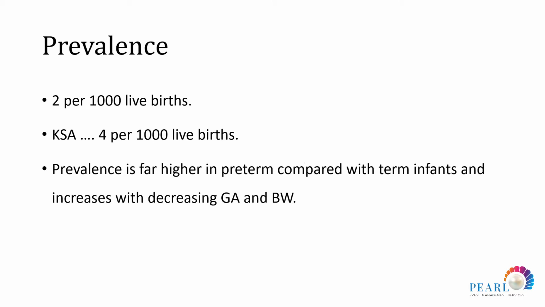If you look at the prevalence, it happens in 2 per 1,000 live births. In Saudi Arabia, we have to double that. It's 4 per 1,000 live births. And the prevalence is far more common in prematures, and it increases with decreasing gestational age and birth weight.